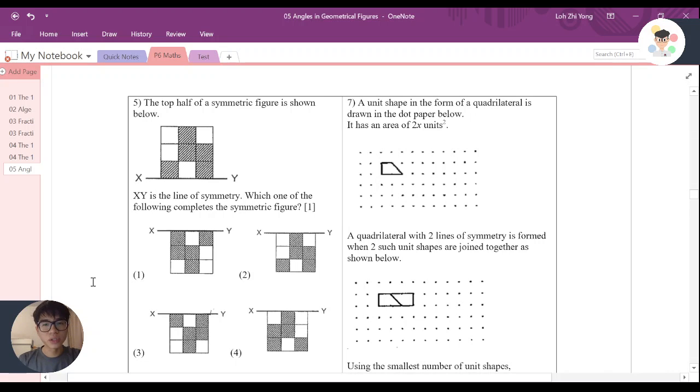And we'll look at question number 7 here. Now, here it says that a unit shape in the form of a quadrilateral is drawn in the dot paper below. It has an area of 2x unit square.